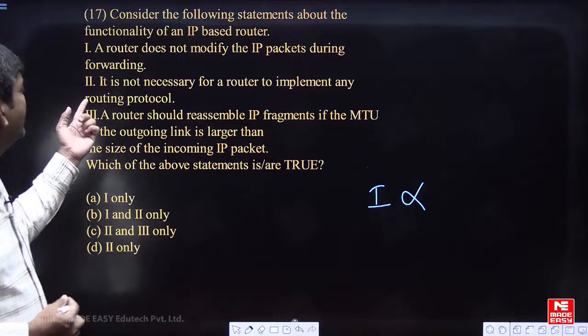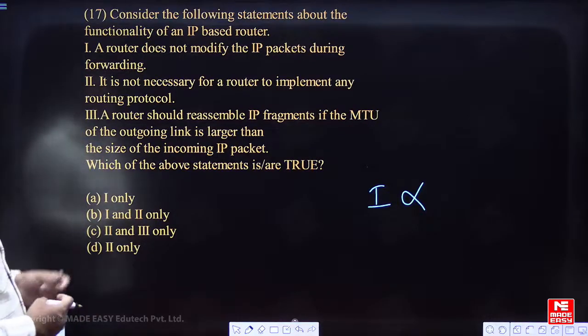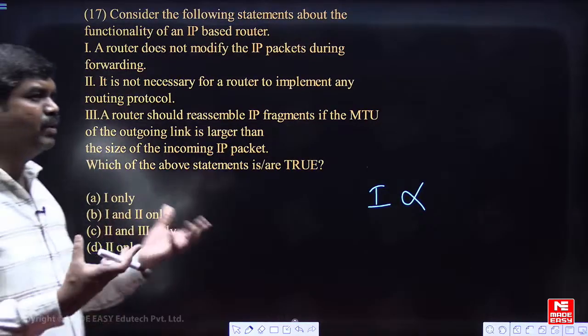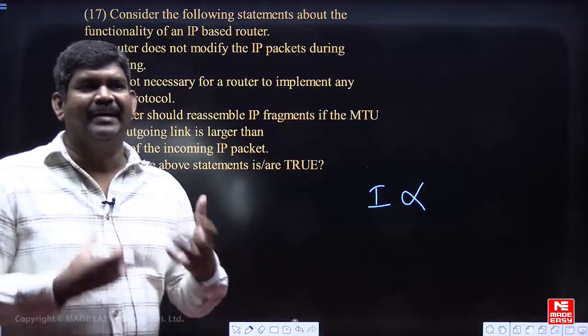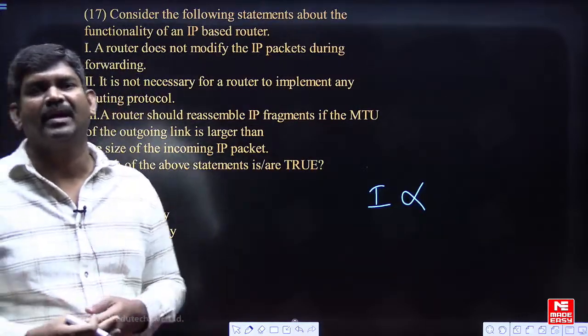So the statement that a router doesn't modify the IP packet during forwarding is wrong. Like you can see, the TTL value is decremented and the header checksum is recalculated, so some fields are going to change.